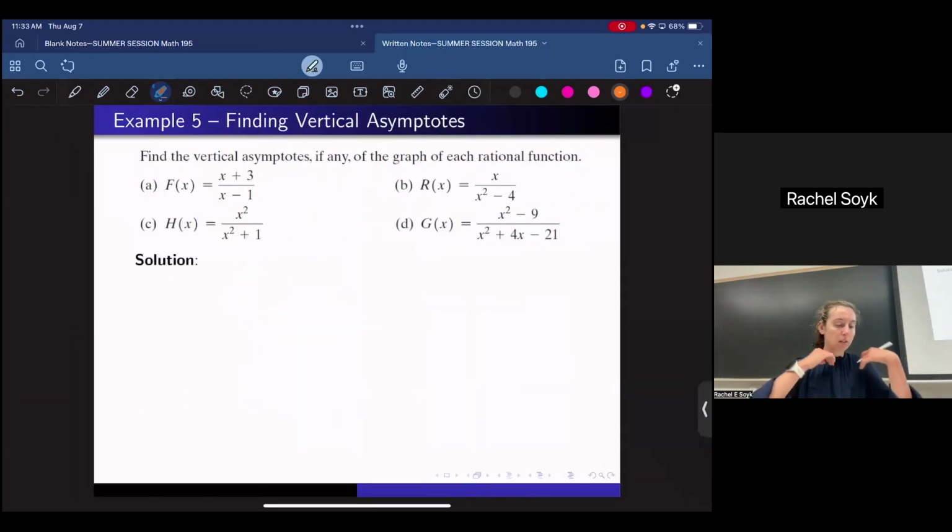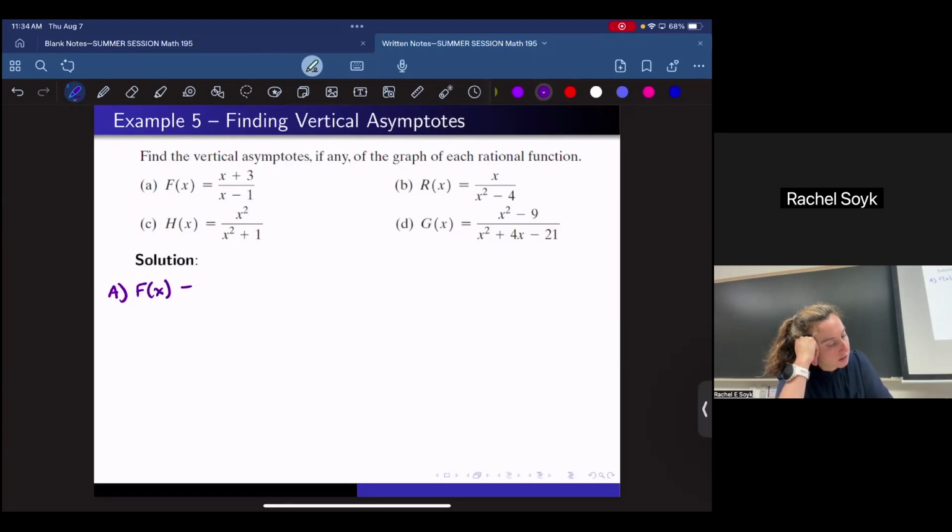Okay, so let's practice finding vertical asymptotes for these four functions here. How do we do it? We just figure out what are the values of x that make it undefined. So with f of x, we look at that denominator and we set it equal to 0, which means that x cannot be equal to 1, which means that is our vertical asymptote. Easy enough.